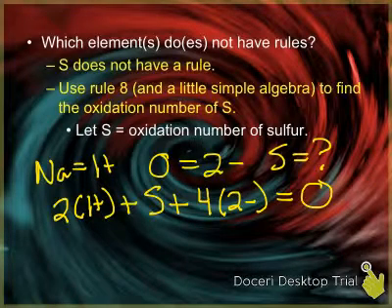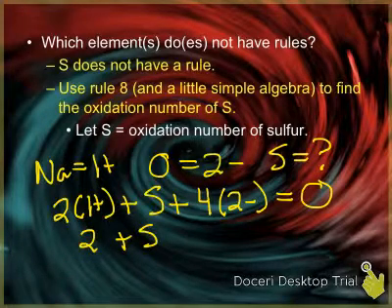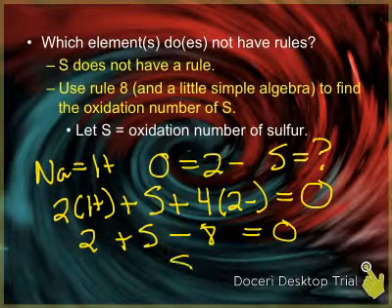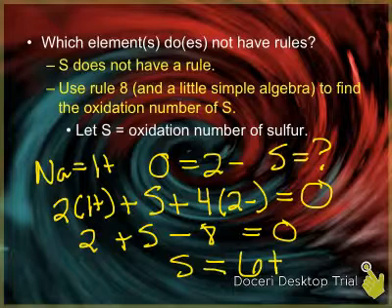So now can we solve for S? Yep. 2 times plus 1 is 2, plus sulfur minus 8 equals 0. Move the negative 8 over here, that becomes 8, subtract 2, so sulfur is going to equal 6 positive. So the charge on sulfur is 6 plus, which is its oxidation number. Is that its charge? No, because the charge of sulfur should be 2 minus, but this is a redox reaction, so we don't always have charges. Sometimes we have oxidation numbers, so the oxidation number of sulfur in this case is 6 positive. Okay, so let's do another example.